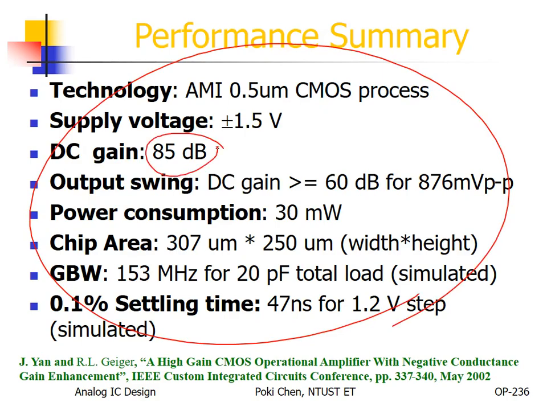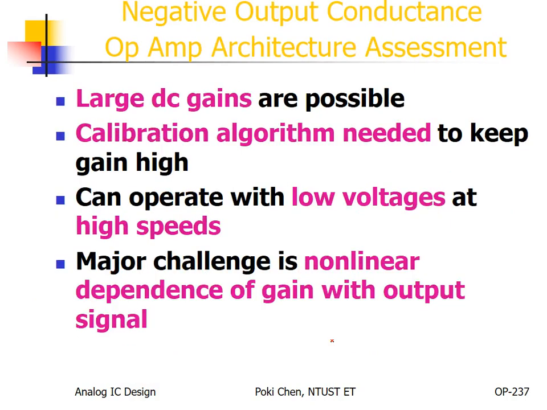So totally, you can see this is the performance summary. The highest DC gain can be achieved as 85 dB. For DC gain more than 60 dB, the peak-to-peak output swing is almost 900 millivolts. And for the others, they are about the same as the traditional op-amp. Nothing to mention. So, in brief, you can achieve very large DC gains through the help of positive feedback. But you need some kind of calibration algorithm to stabilize your control voltage.